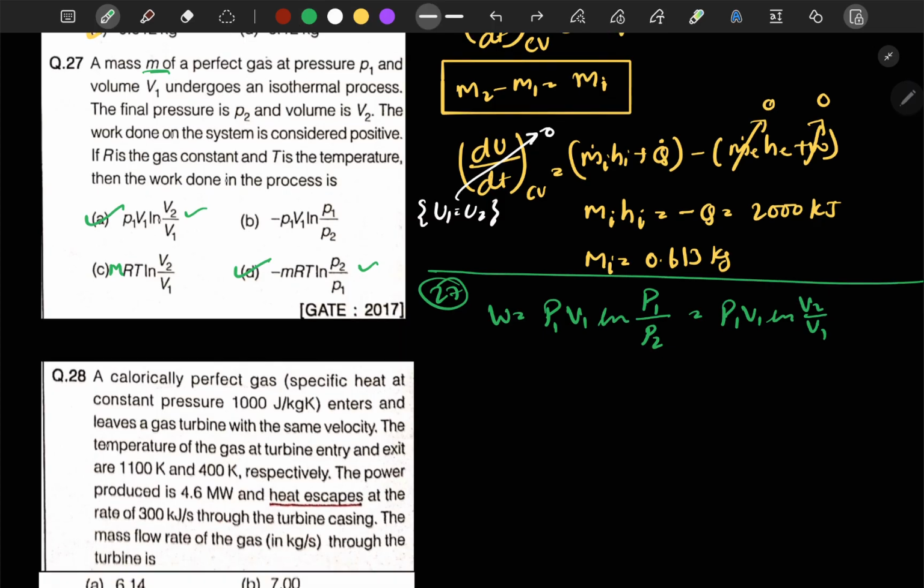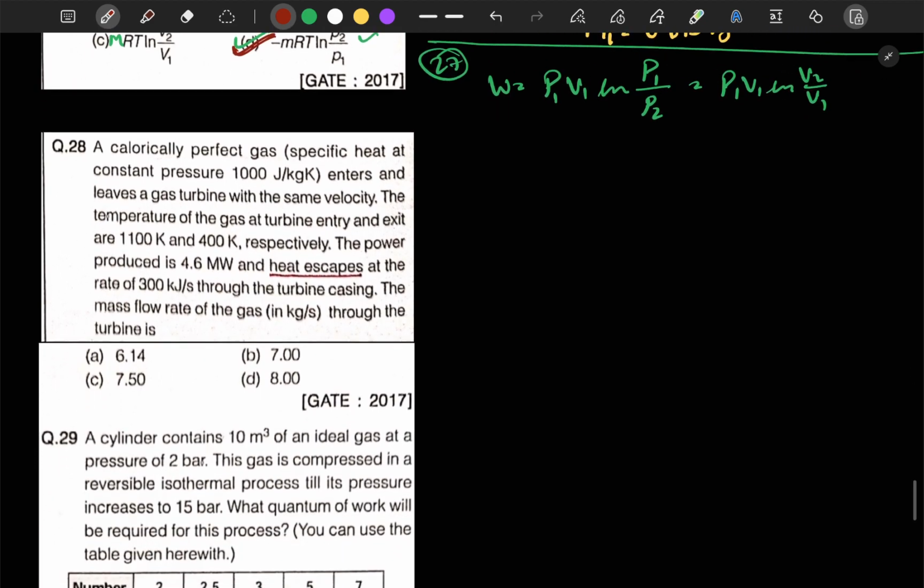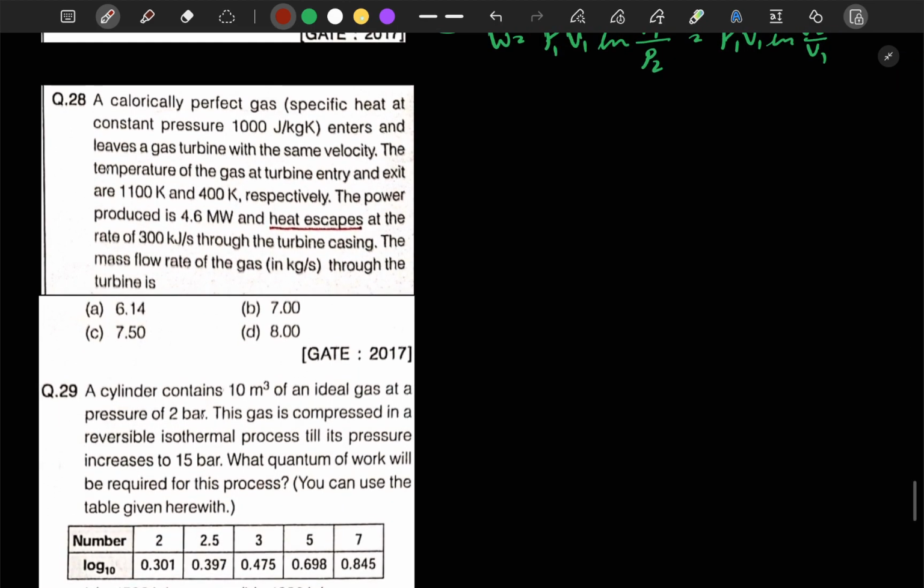Let me verify. But if you have to select only one option, then you should select this option. Why is it? Because the question mentions if R is the gas constant and T is the temperature. So for using R and T, you have to write the option, so you can select option D, although both options are correct. Okay, so we will proceed to question number 28.